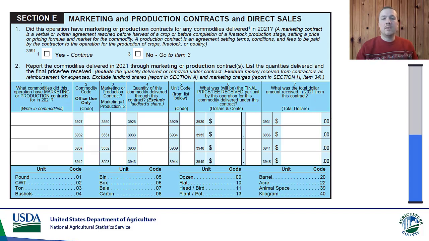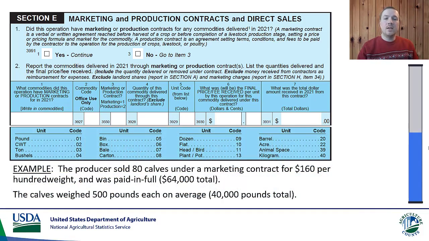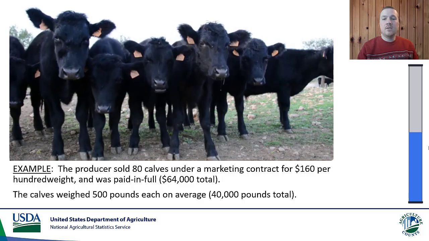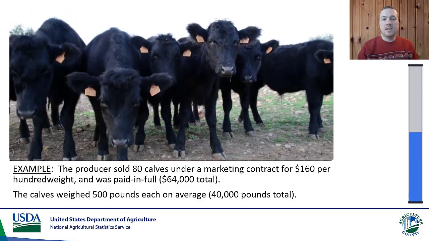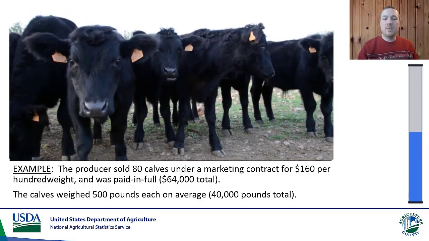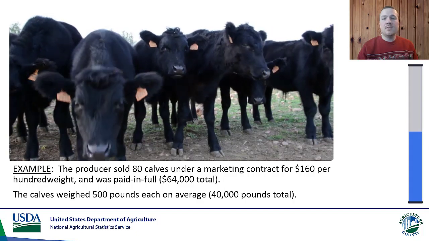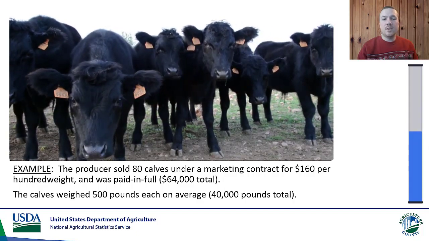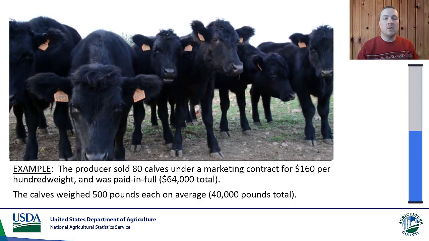One final thing about contracts. Within each line, the units must be consistent between quantity and price. I'll demonstrate an example with cattle because units often vary between pounds, hundredweight, and head, sometimes even in the same sentence. The producer tells you he sold 80 calves under a marketing contract for $160 per hundredweight and was paid in full. The calves weighed 500 pounds each on average, or 40,000 pounds total.